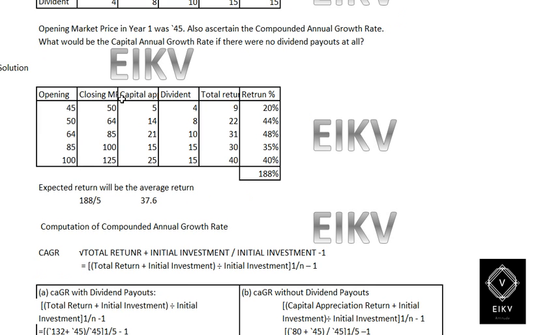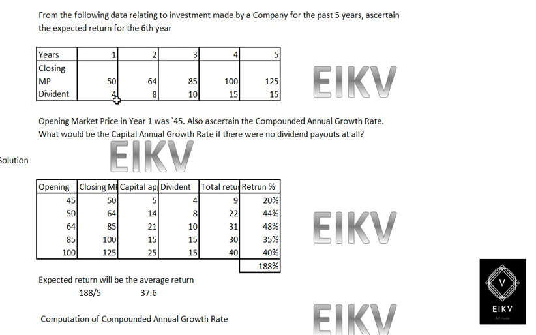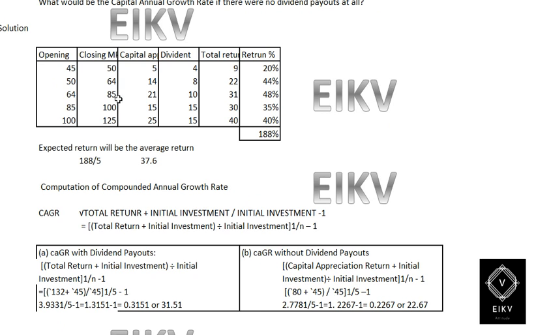So going ahead with the solution, we have opening balance and closing market price. First year opening balance has been given in the question as 45, and the rest would be the closing market price that has been given. So the closing market price of first year would be the opening market price of second year. The same way we can treat that for the continuous 5 years.